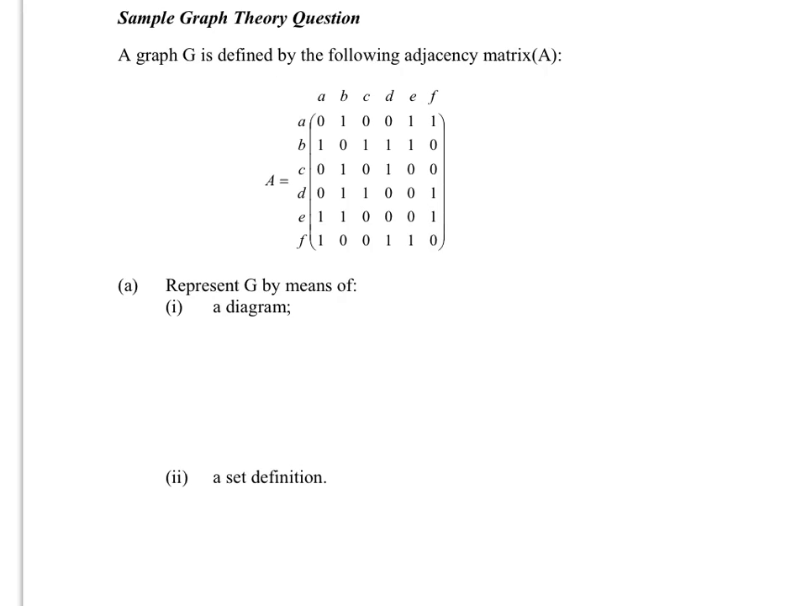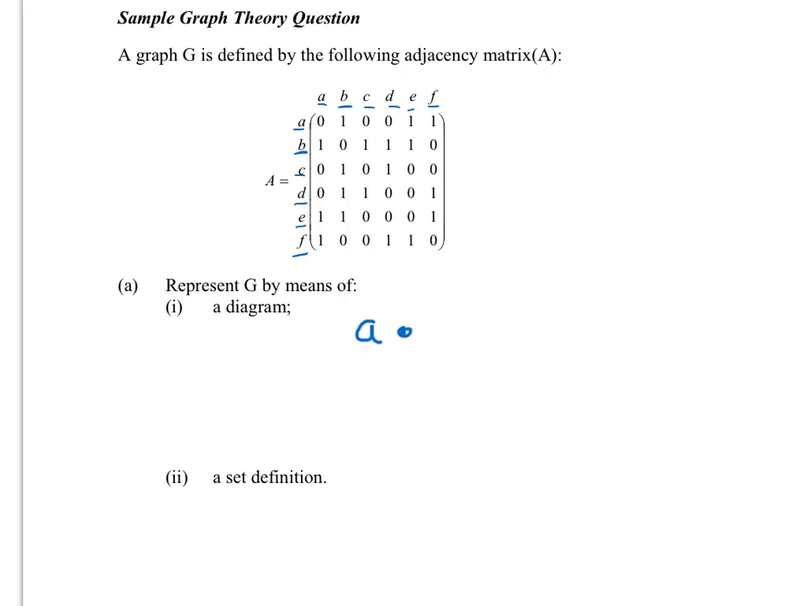Now if we look up here, you see that we are labeling each row A, B, C, D, E and F, and labeling each column A, B, C, D, E and F. These are actually the vertices of the graph. And what I do is I represent a vertex by a dot. So I put in a dot and I label it, and I'm going to call the first dot or vertex A.